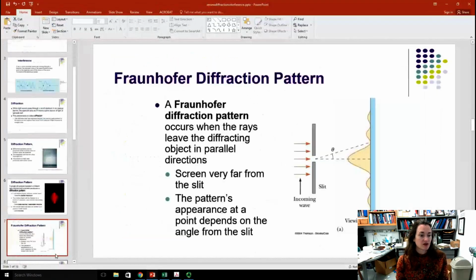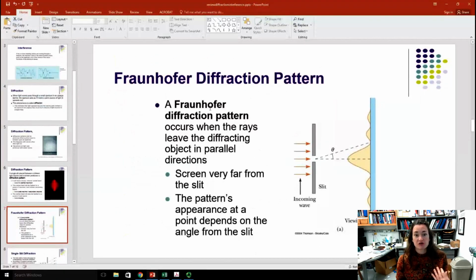This diffraction pattern is actually known as a Fraunhofer diffraction pattern, and it occurs when the rays leaving the diffracting object are in parallel directions, and the screen is very far from the slit. Okay? Now, the pattern's appearance at a specific point on the screen or wall or wherever you're projecting it depends on the angle from the slit.